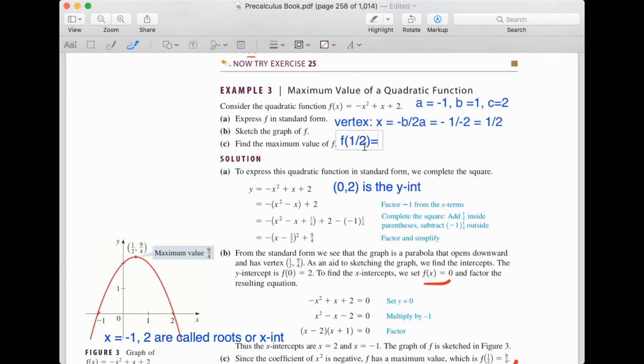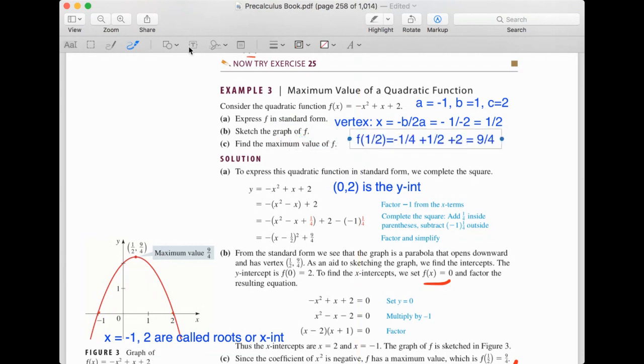Let's plug into the function. We have negative half squared. What's half squared? A quarter, right? Then plus half, plus 2. That equals, so negative quarter plus half, that's positive quarter. Plus 2, we have 2 1/4. 2 1/4 is 9 over 4, right?